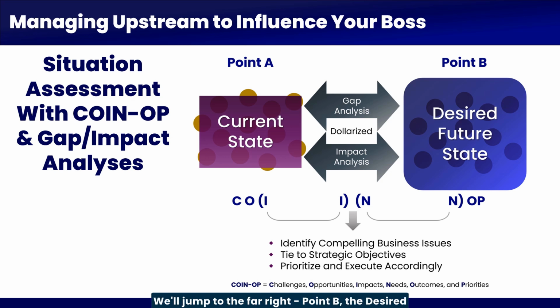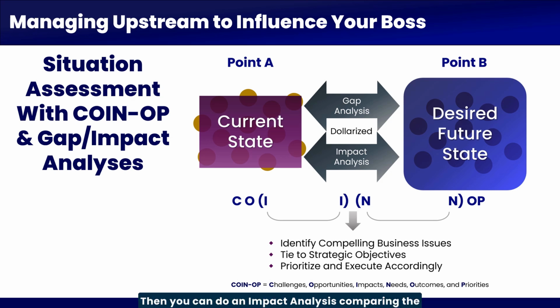We'll jump to the far right, point B, the desired future state, where you determine the outcomes that people want to achieve and the priority of those outcomes. Then you can do the gap analysis that helps you identify the needs. What will be required to close the gap and move to the desired future state?